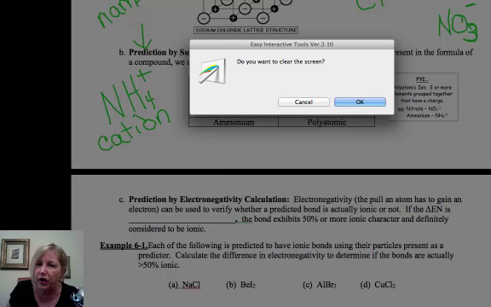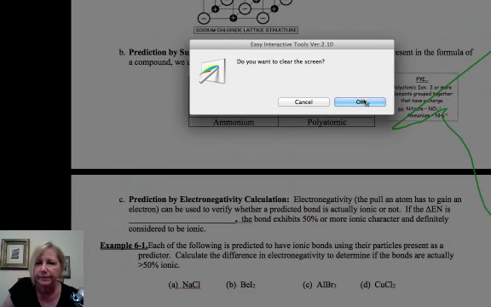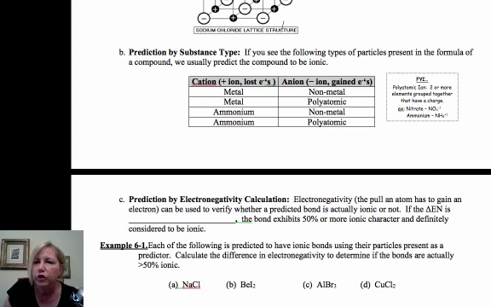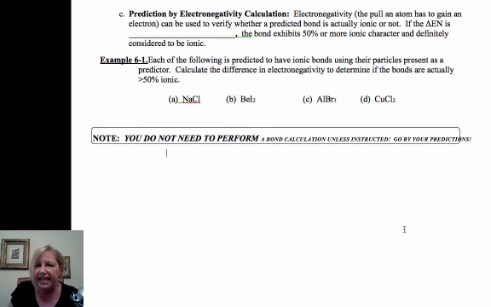There are times, though, when we want a little bit more nuance. Here's the deal. When you do these bonding type structures, we really have a continuum.